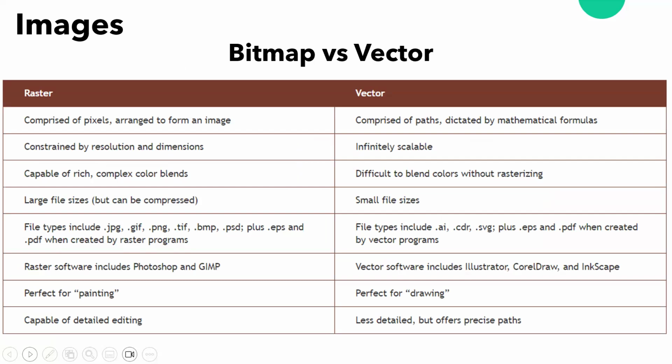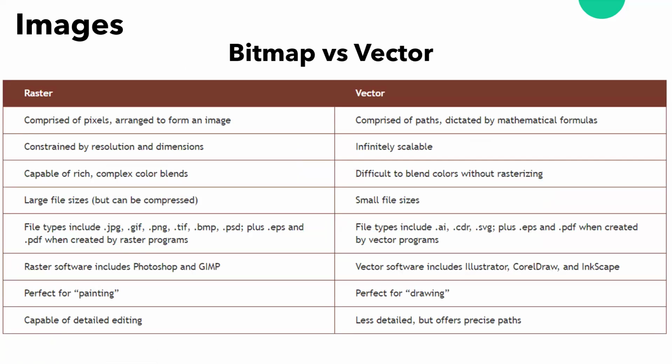You have bitmap and you have vector. Sometimes bitmap is called raster. So I want you to know these things. We are going to see the comparison. Raster is comprised of pixels. We have talked about pixels before.